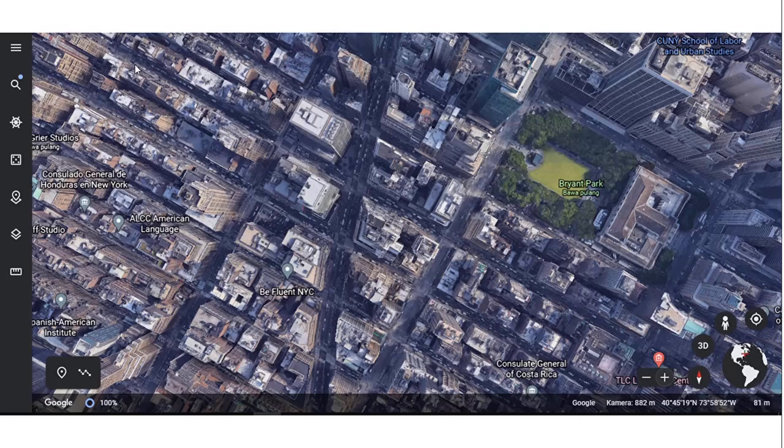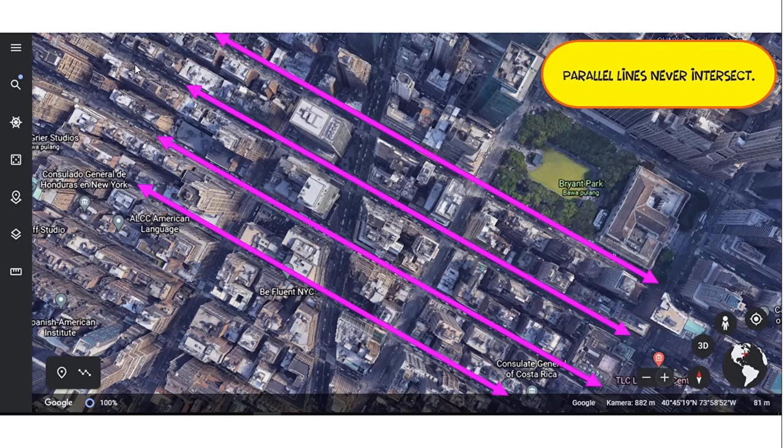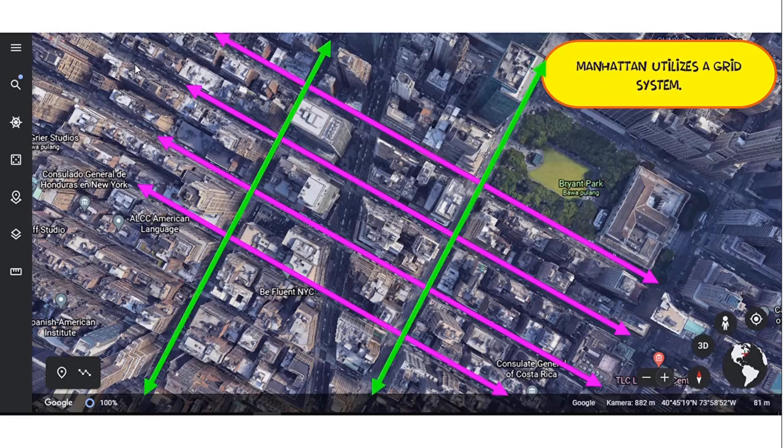And now we can see from this map that the roads in New York City make a great network of interlocking streets and avenues. Notice that our streets run somewhat horizontally and that they are parallel to each other, and we should know that parallel lines never intersect. We should also notice that our avenues run somewhat vertically and they intersect our streets in a way that makes them perpendicular, or that they form right angles.